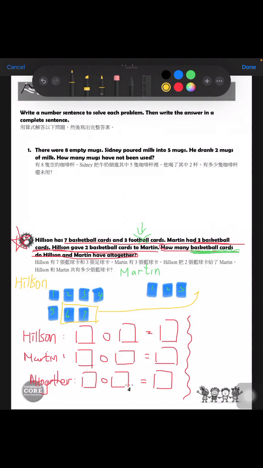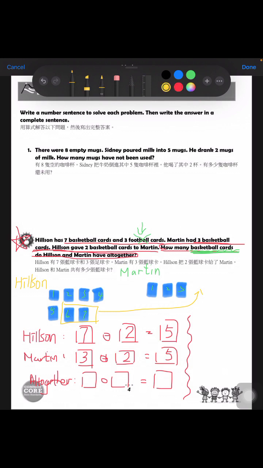Okay, we move the cards here and we write down the number sentence together. Hilton has 7 basketball cards and he gave 2 to Martin. Is it plus or minus? Yes, it's minus. 7 minus 2 equals to how many? Yes, it's 5. Hilton now has 5 basketball cards. How about Martin? At the beginning, Martin had 3 basketball cards and Hilton gave him 2 basketball cards. And then 3 plus 2 equals to 5. Now Martin has 5 basketball cards.